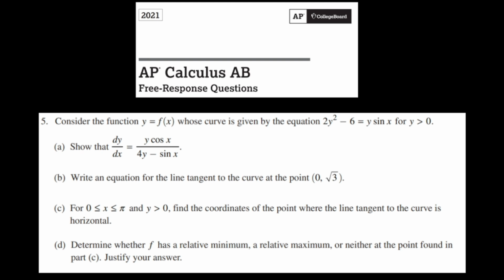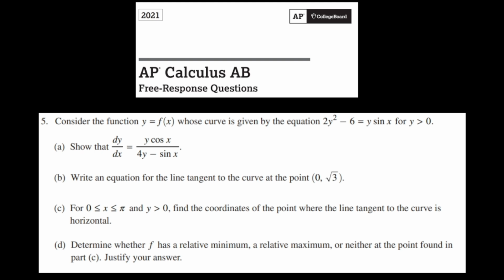Then part A asks you to show that dy dx equals that expression. It's interesting that they don't just ask you to find dy dx, and there's a good reason for this. Imagine you didn't know how to find dy dx. If you pay attention to the other 3 parts of the question, B, C, and D, they all require that you use dy dx. So they're trying to be nice to you so that in case you mess up on finding the derivative in that first part, you don't carry your mistake through to the other parts as well.